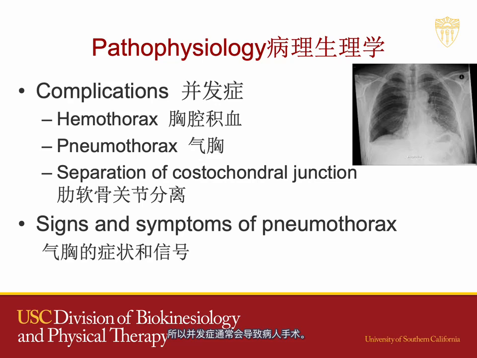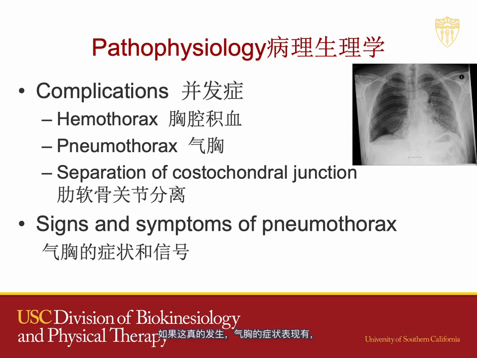Complications. Complications are usually what will lead patients to needing surgery, right? So hemothorax, pneumothorax. Pneumothorax is where you have that collapsed lung. This is actually a picture of pneumothorax where the lung is not expanding like it's supposed to, and it's not holding any pressure. So you're not getting the alveoli to take in oxygen.